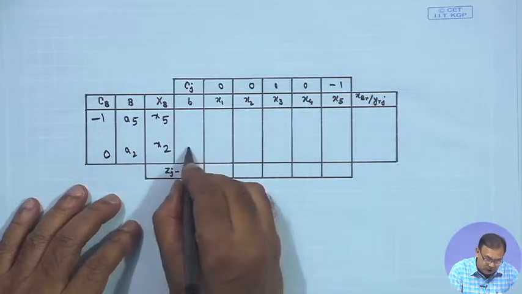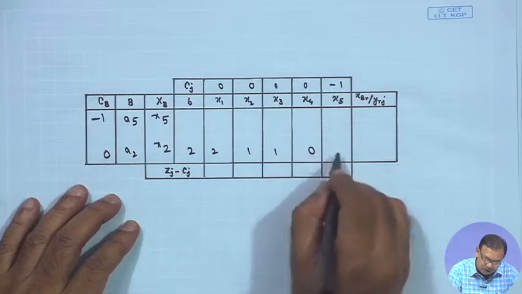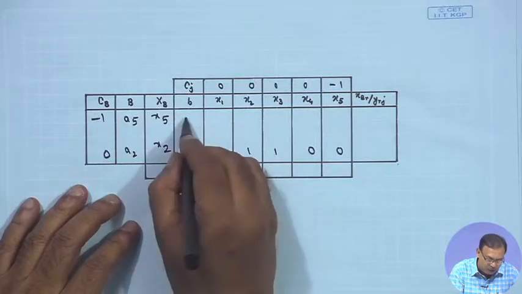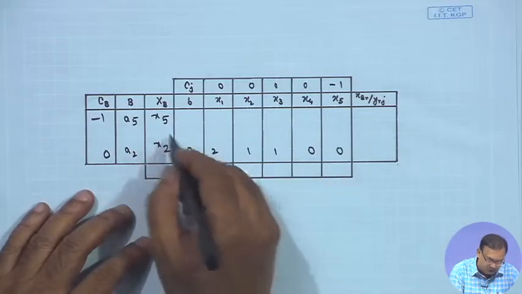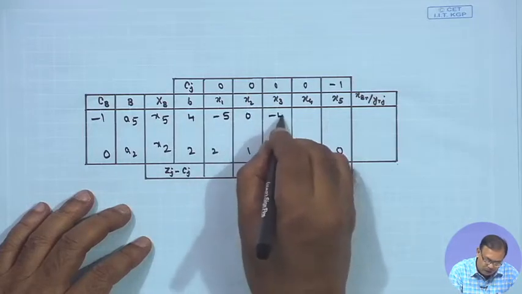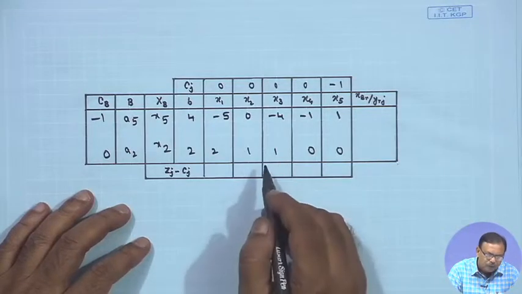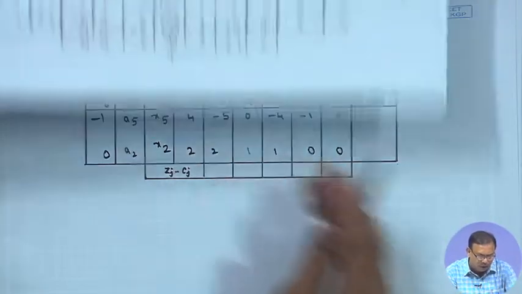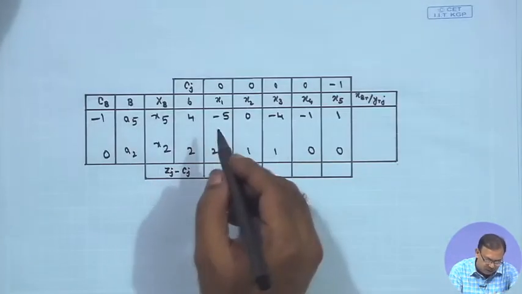So, the second row will remain the same, that is, it will remain 2, 2, 1, 1, 0, 0, and in the first row I have to make the 4 as 1. So, it will remain 4, minus 5, 0, minus 4, minus 1 and 1. In this case it will not be 4, I think, just 1 minute. 12 is there, 12 divided by 4, so this value will be 3.